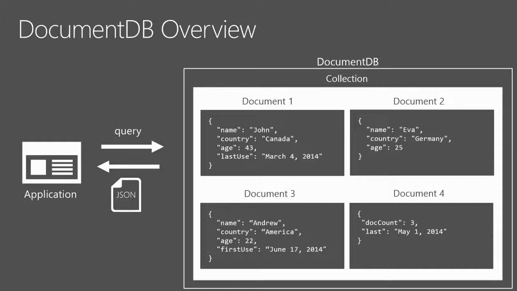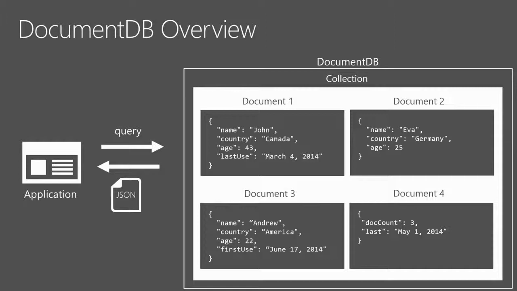This is where the schema flexibility of a document store really comes into play. You don't need to actually have the last use property. We accept any type of JSON document, and it could be stored all together in the same place. As you can see with document 3, there's a first use rather than a last use, which differs from all the rest. And then the fourth one is an aggregation document.